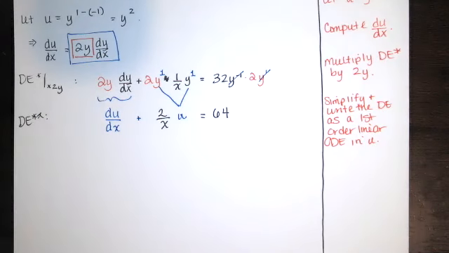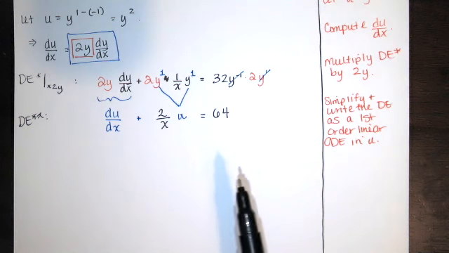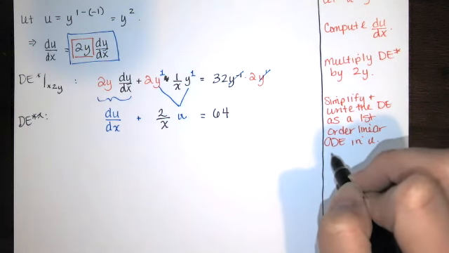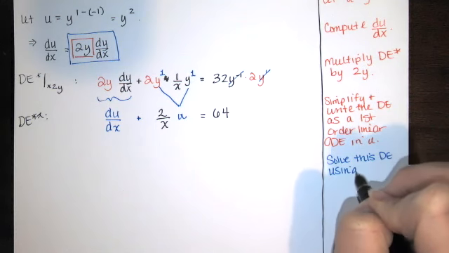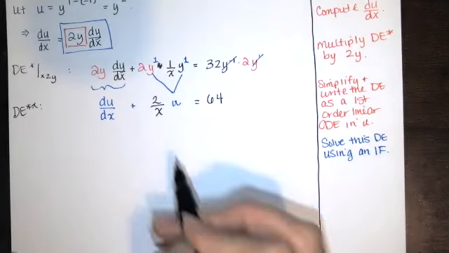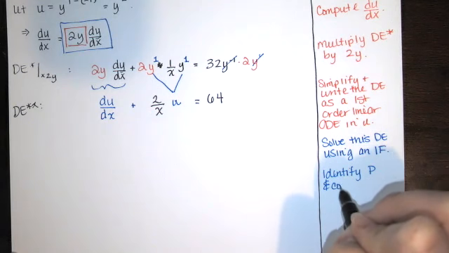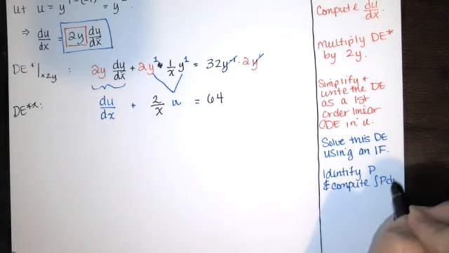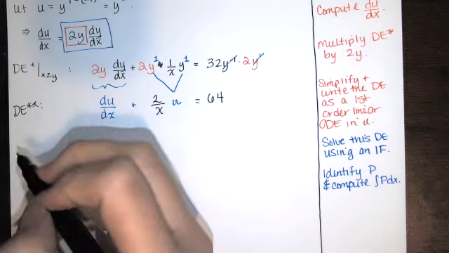Then once you have this written as a first order linear differential equation in u, you can solve it by separating the variables if it's separable, or if it's not separable, we'll use an integrating factor. This one is not separable, so we would use an integrating factor. The way we do that is we identify p of x and we compute its antiderivative. Then e to that power will be an infinite family of integrating factors. We only want one of them, so we'll choose the constant of integration to be 0.